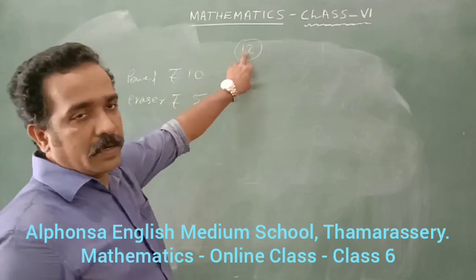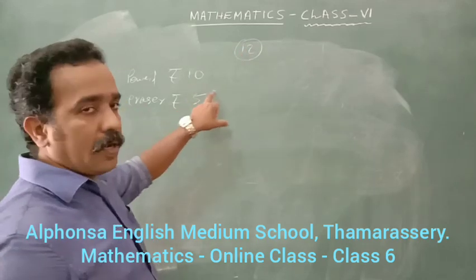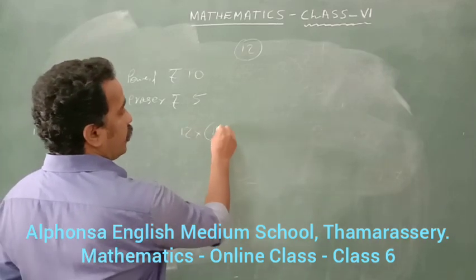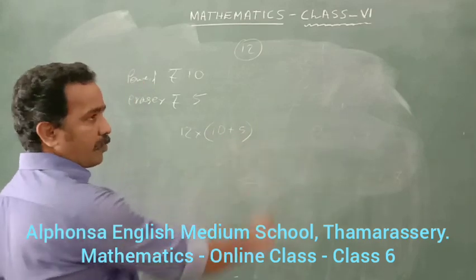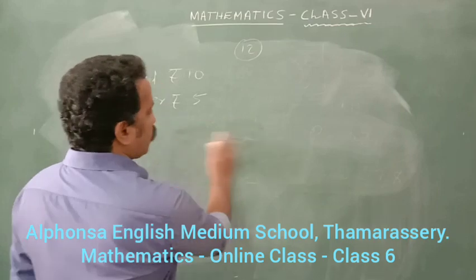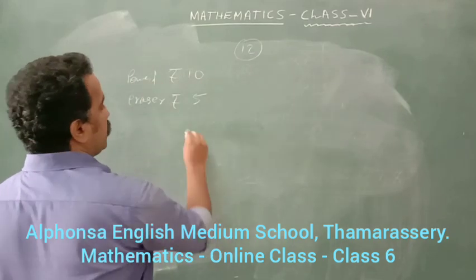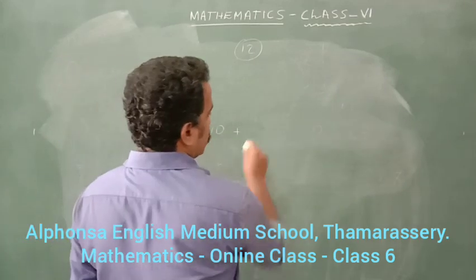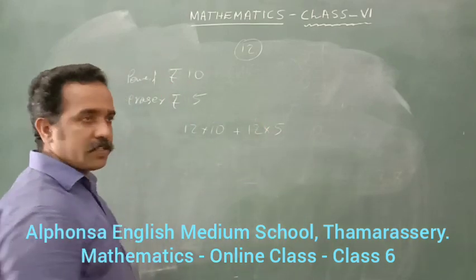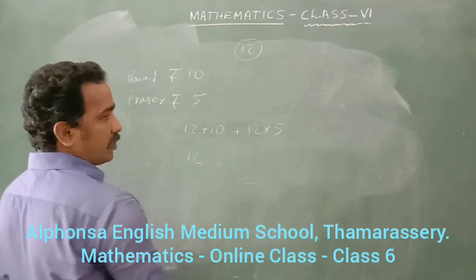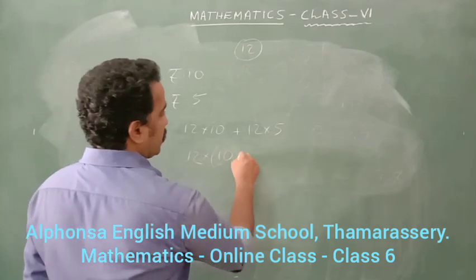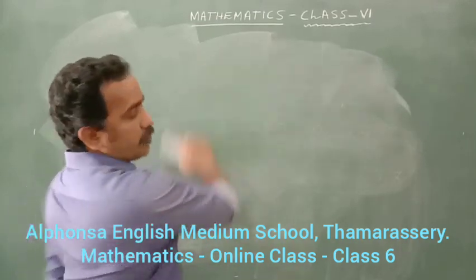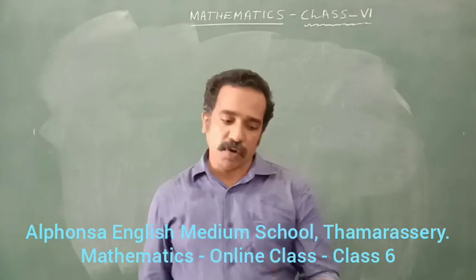So what is common? 12. So the cost will be, using the distributive property, 12 into 10 plus 5. Actually, 12 pencils means 12 into 10, then plus 12 erasers means 12 into 5. Isn't it? So take the distributed one, 12 into 10 plus 5. I'm not doing all of it. You got the idea. If you have any doubt, call me.